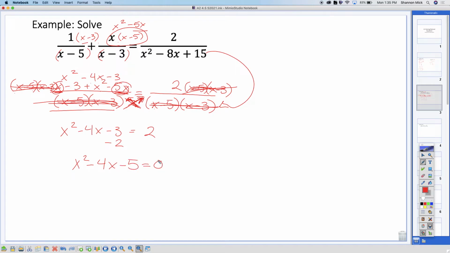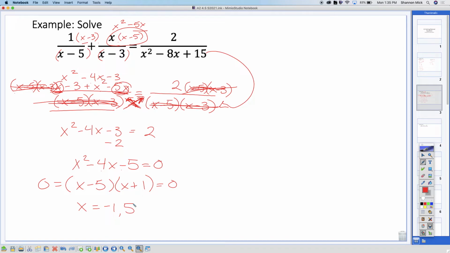Now what? We factor. Negative 5 and plus 1 have a difference of 4, right? Both equal to 0. So I get x equals what? X equals 5 and negative 1. Are they both good? Can I use them both?